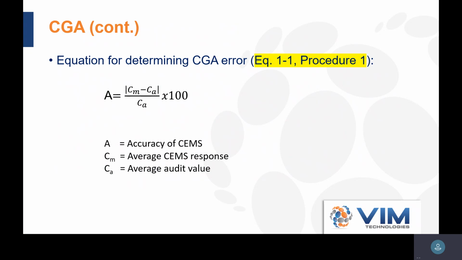This is just the equation. This is straight out of Part 60. You can see it's the CEMS response minus the audit value, divided by the audit value. So remember before, you divided by the span and not the value of the gas. For the CGA, you divide by the value of the gas that's being used.